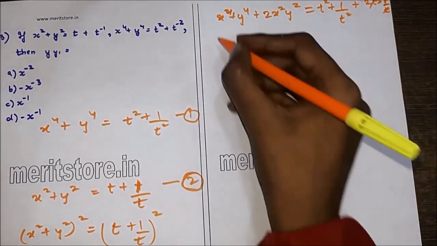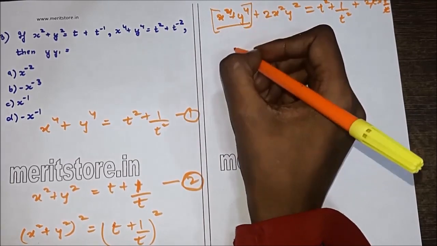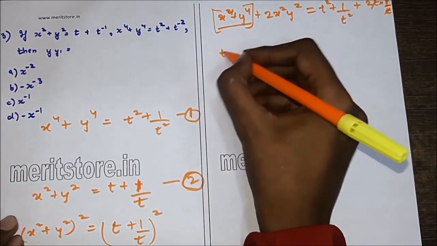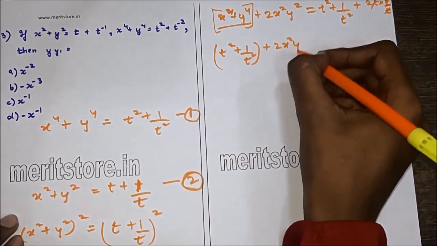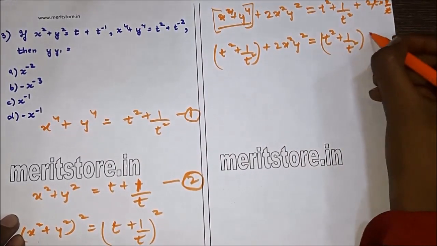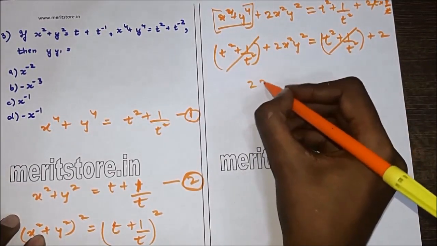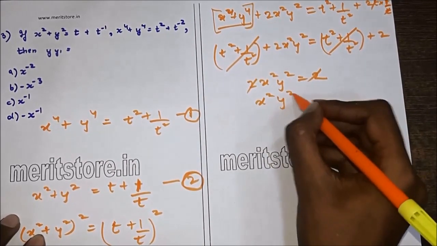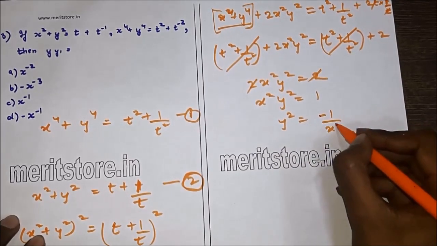T gets cancelled. So we have now x raised to 4 plus y raised to 4 is t square plus 1 by t square from equation 1. So this is t square plus 1 by t square plus 2x square y square is equal to t square plus 1 by t square plus 2. Now this term gets cancelled. We are left with 2x square y square is 2. That is x square y square is 1. That is y square is minus 1 upon x square.